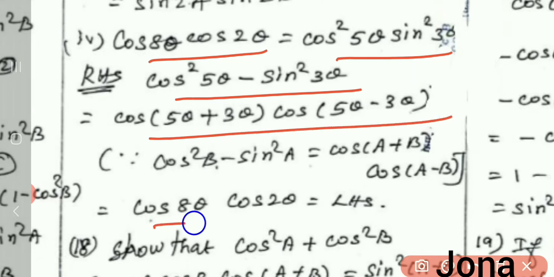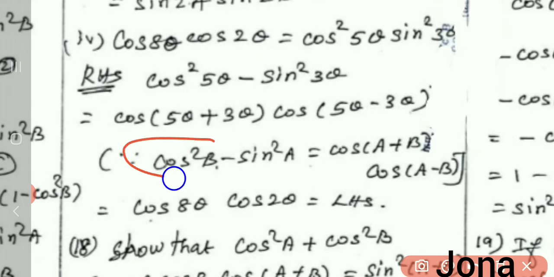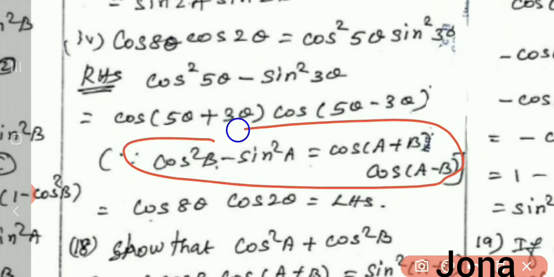So that cos 8 theta into cos 2 theta. For this 5 theta and 3 theta, that is 8 theta. This 5 theta minus 3 theta is cos 2 theta. The only thing we are using is the formula cos square a minus sin square b equal to cos of a plus b into cos of a minus b. So that we got the proof like this.